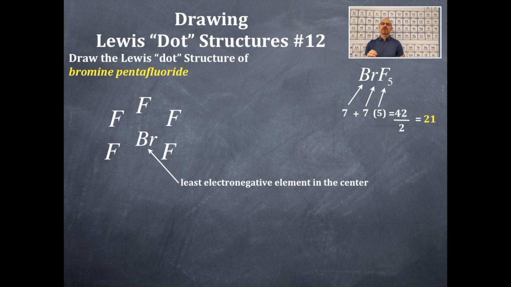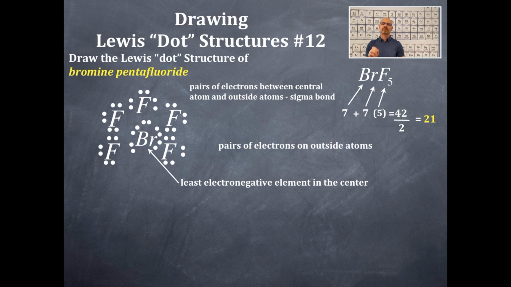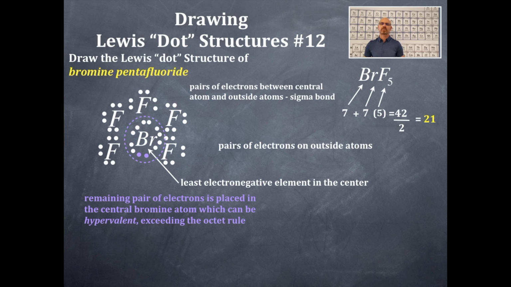Now what we're going to do is use a pair of electrons between the central element, that's the bromine, and the outside elements, that's a fluorine, with a pair of electrons just like that. Those form single or sigma bonds. Then the remaining electrons, I'm going to use them as lone pairs of electrons around the outside elements. That's 3 sets of lone pairs of electrons around each of the fluorines. Now, I have used up 20 pairs of electrons. I have 21 pairs of electrons.